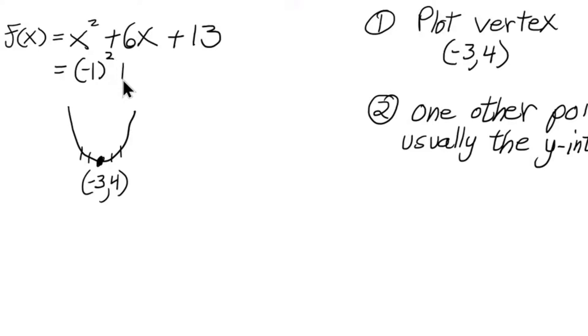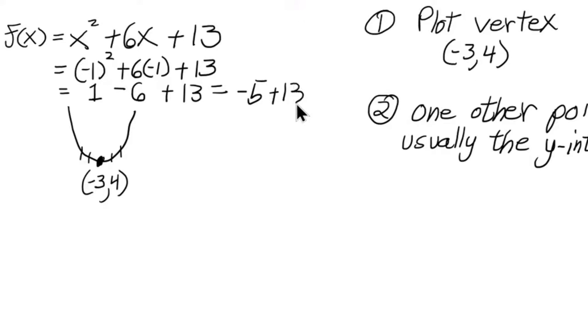Negative 1 squared plus 6 times negative 1 plus 13. Okay, negative 1 squared is positive 1, plus negative 6 is minus 6, plus 13. Well, that's going to give us 1 minus 6 is negative 5, plus 13. Negative 5 plus 13 is positive 8. And that is small enough to be able to graph. It's within the scale, and it's not a decimal. Thank goodness for that. So, the other point we're going to use is negative 1, 8. And we're going to see if that works.